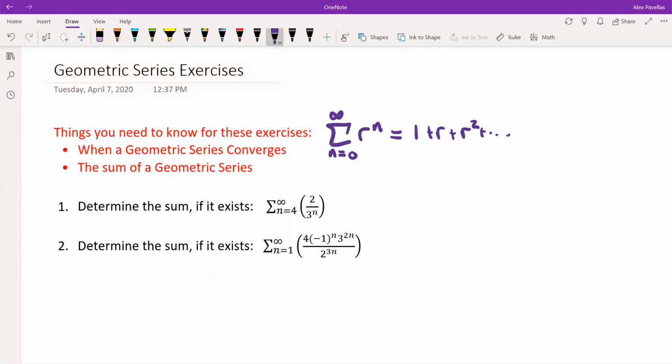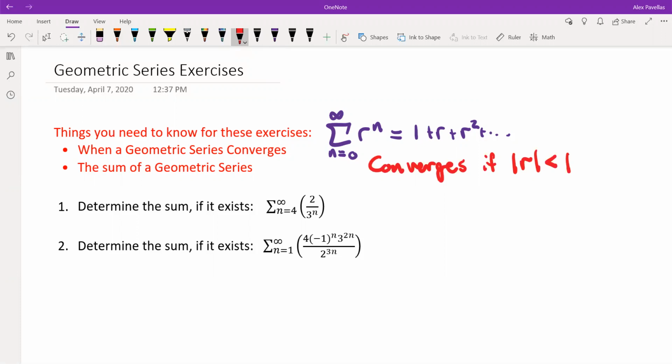And if you recall from lecture, this converges if r is strictly between -1 and 1, or equivalently, if the absolute value of r is strictly less than 1. So the first chunk of each of these exercises is just determining what the value of r is. And if you notice the way that these problems are written out, it's not particularly obvious what the r is. Maybe for number one, it's a little more obvious.